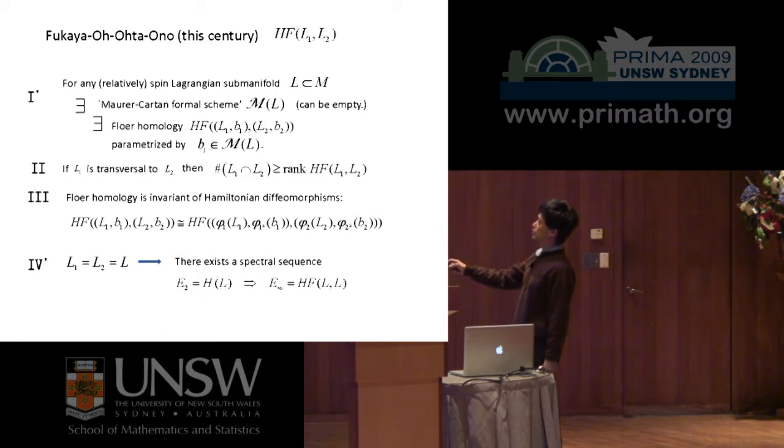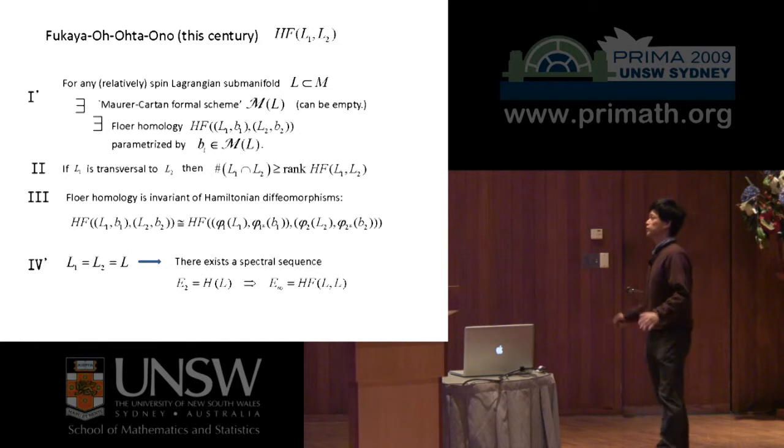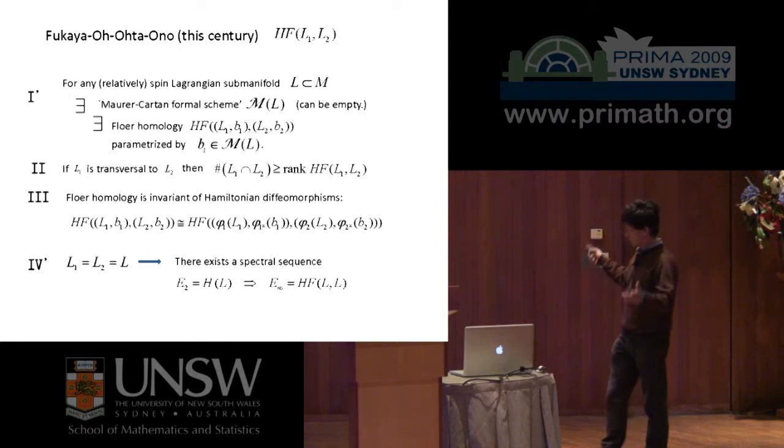And the second statement is very much the same. This Floer homology we defined here still bounds the number of intersections from below. So this second is the same. And the third is almost the same. This Floer homology is invariant, but we have to include this Maurer-Cartan scheme, and we have a natural map between Maurer-Cartan schemes, so that including them, the Floer homology is the same.